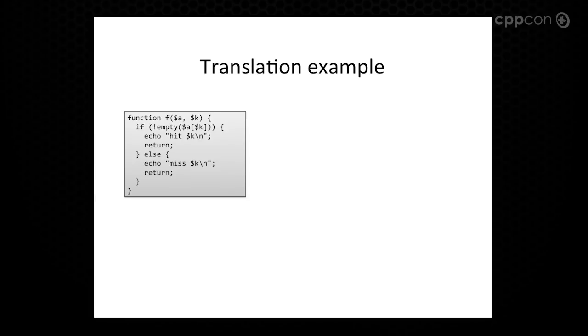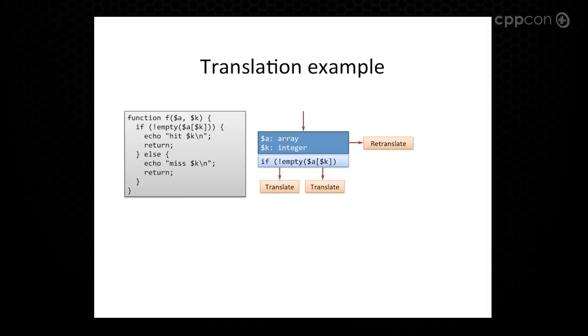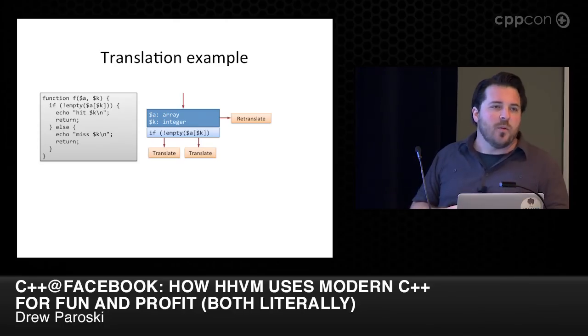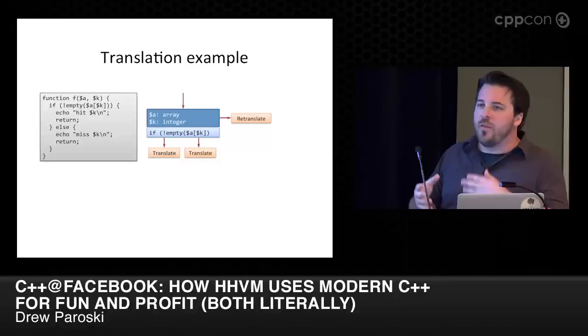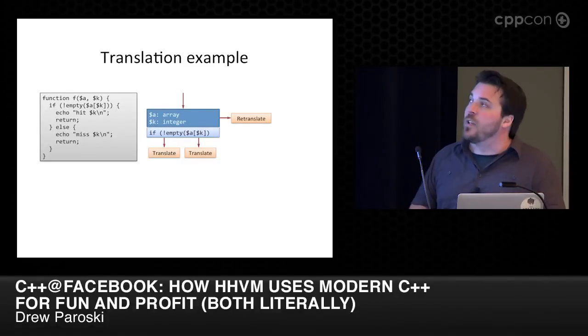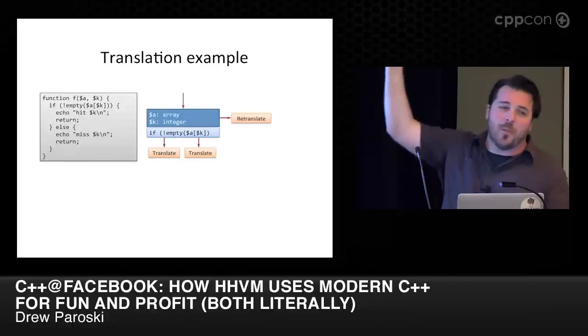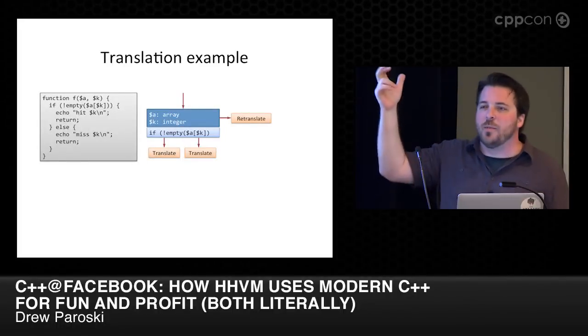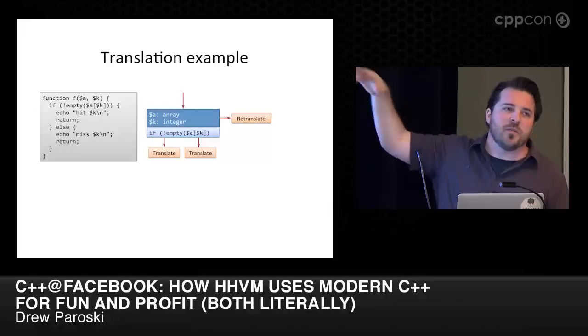And putting it all together, we have our example function f. So let's say it gets called the first time, a is an array, and k is an integer. And what you'll see is you generate this first basic block who has the type guards, as I mentioned, and then has the body that deals with evaluating the condition. And there's three possible control flow paths out of here. The first one, you'll see an arrow coming out of the right to a stub labeled retranslate. This is where we jump if the guards fail.